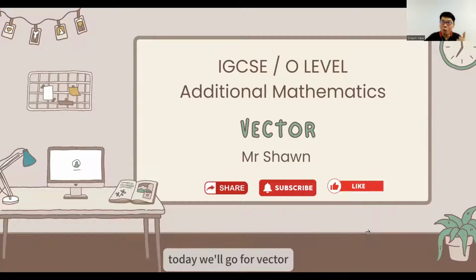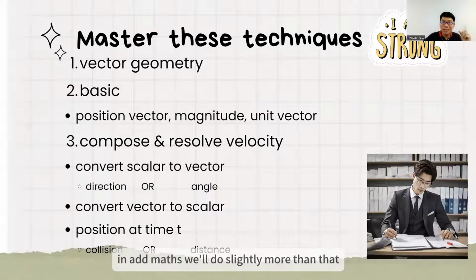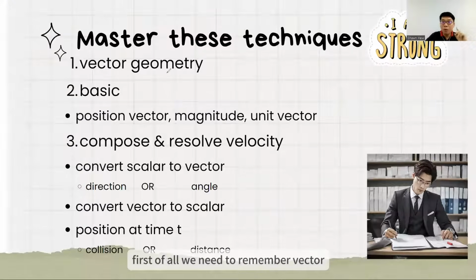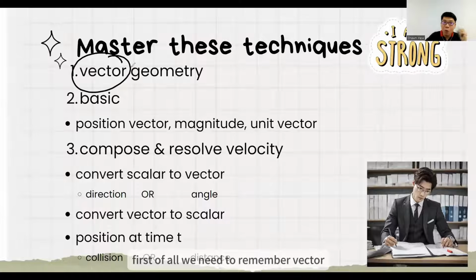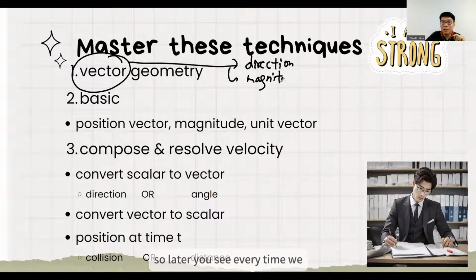Today we will go for vector. Okay, vector we already learned in maths. In maths, we will do slightly more than that. First of all, we need to remember vector is the thing that must have direction and also magnitude. So later you see every time we deal with vector, direction is very important.